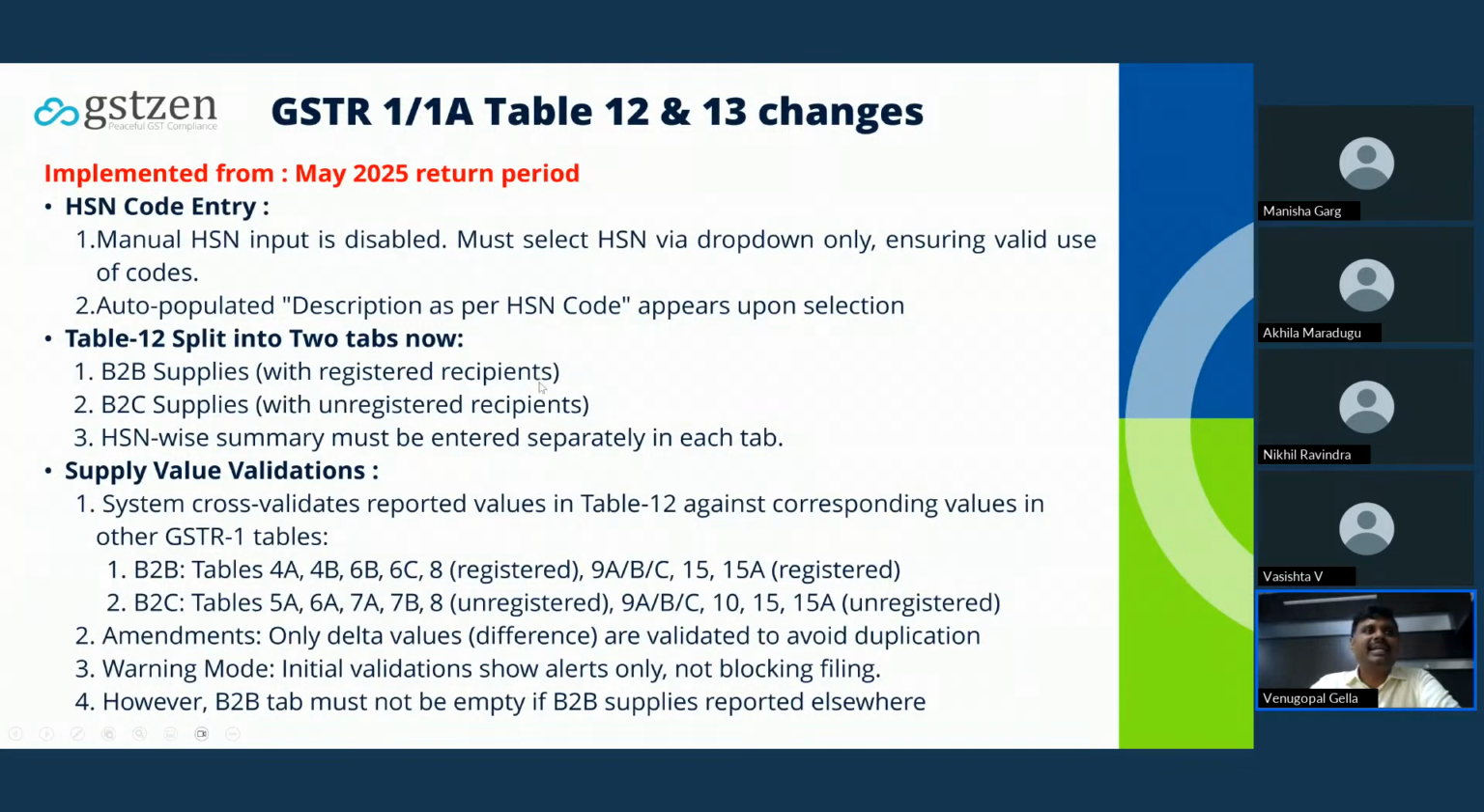Pay attention. Point number 1, this has been implemented in May 25. Firstly, the HSN entry in table 12 has been made mandatory for quite a time. Now, the manual input into that HSN has been disabled. I am repeating again, the manual HSN entry in this input is disabled. If you are doing e-invoice, data from the e-invoice will automatically be spooled and come in.